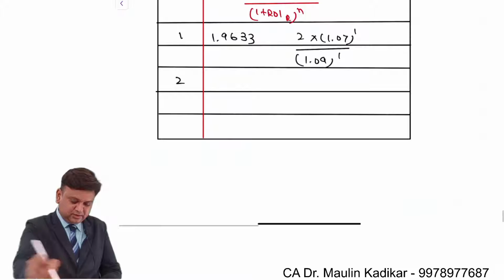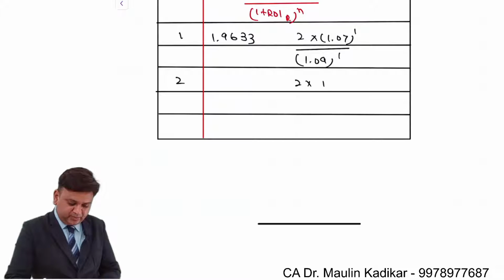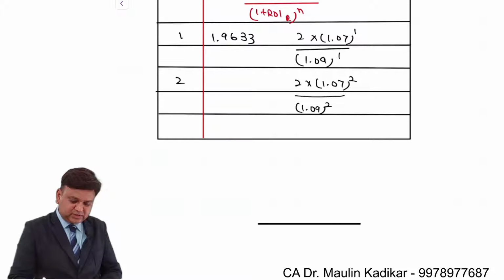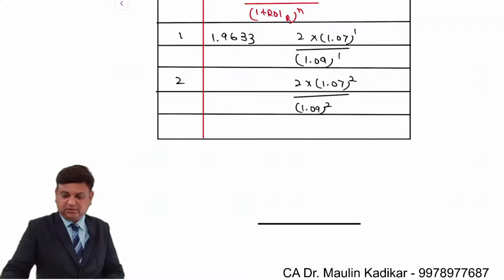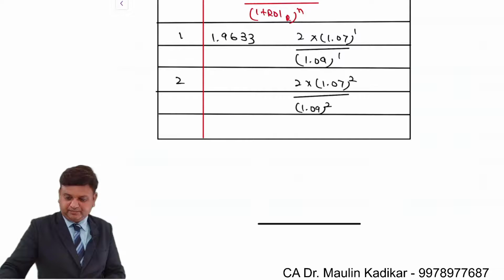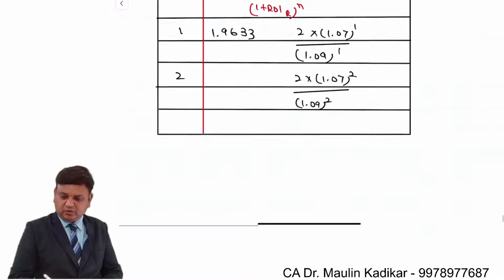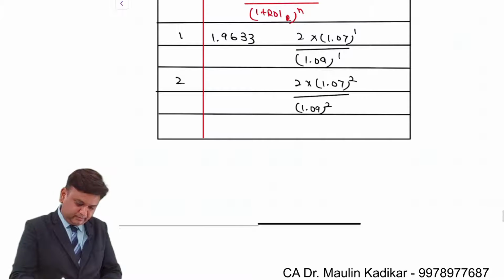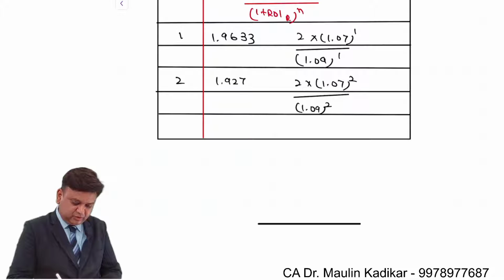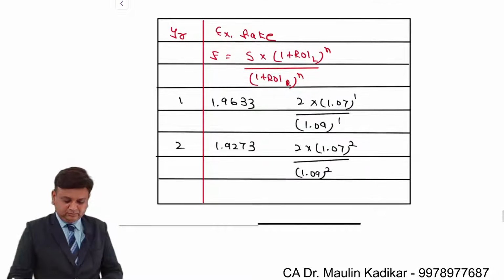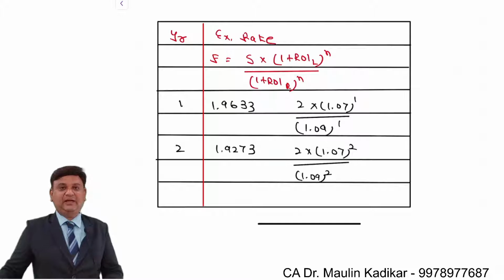For the second year, it is 2 into 1.07 raised to 2 divided by 1.09 raised to 2. Dear students, we assume that the rate of interest is on an annually compounded basis. So in that case, it is 1.9272, or 1.9273 we can take. That is the way the exchange rate can be calculated for the first year end and second year end.